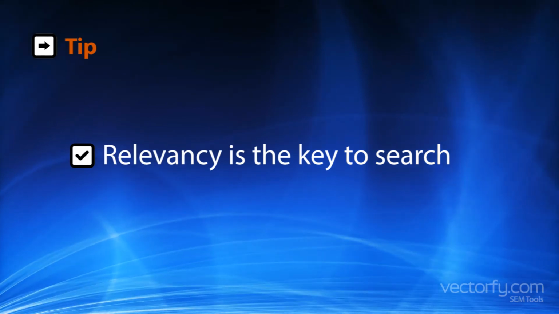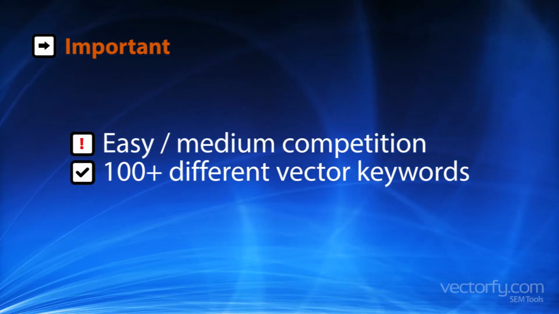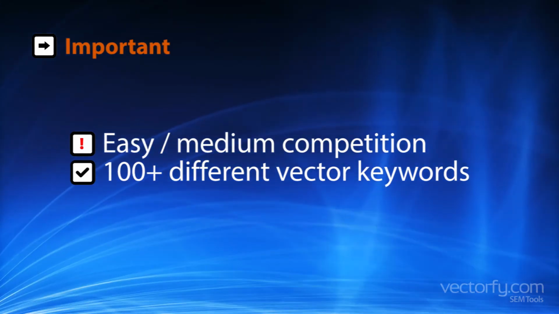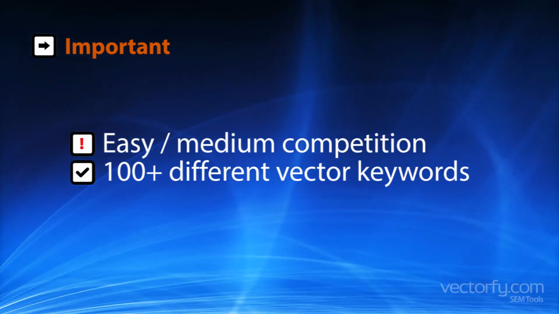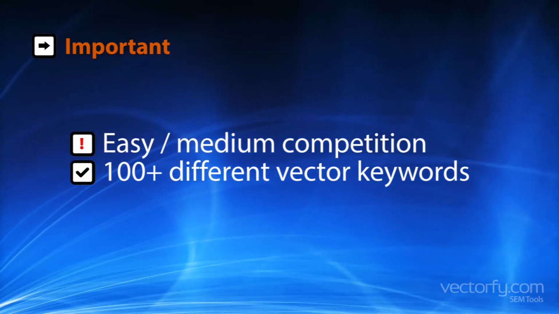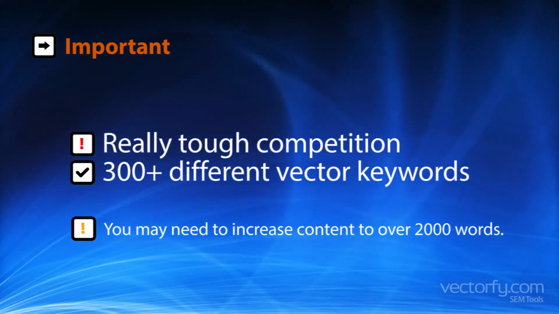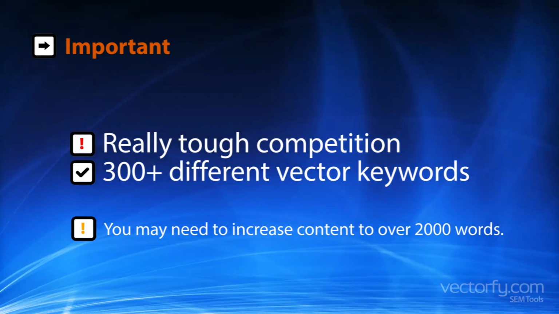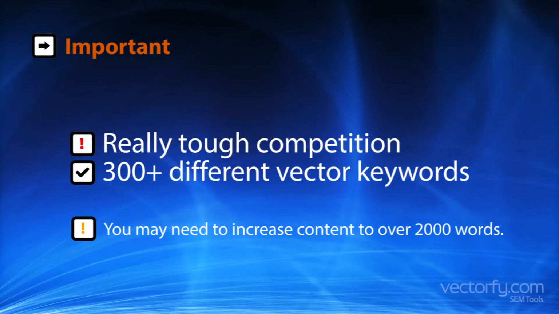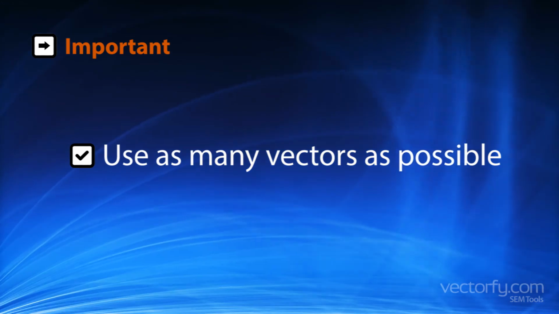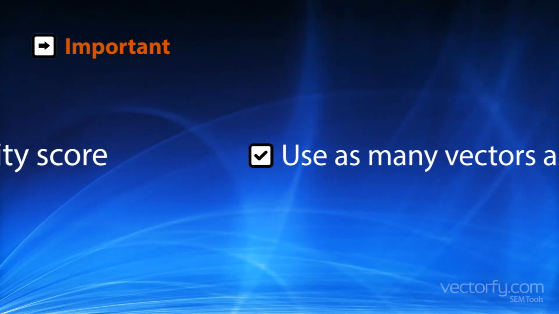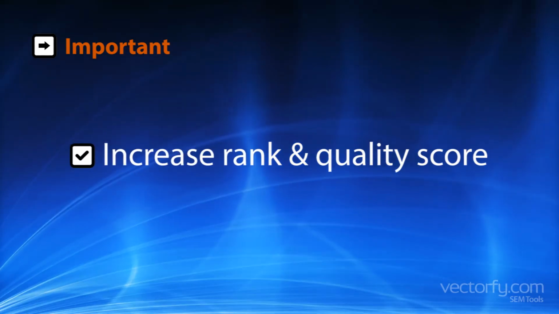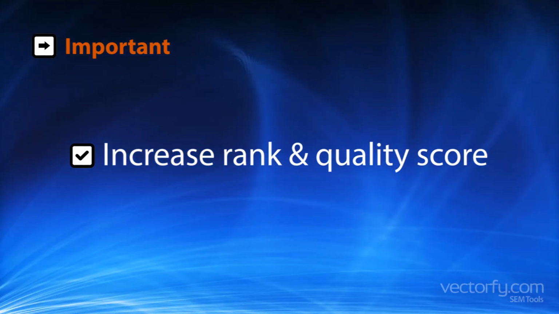Now this part is really important. You want to be using a lot of these keywords. A minimum of 100 different keywords for easy to medium niches, and up to 300 or more for tough niches. This is the biggest and most important thing you need to remember. The more relevant keywords you can use, the better you will rank and the higher your quality score will be.